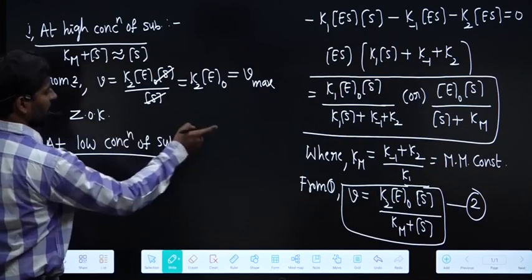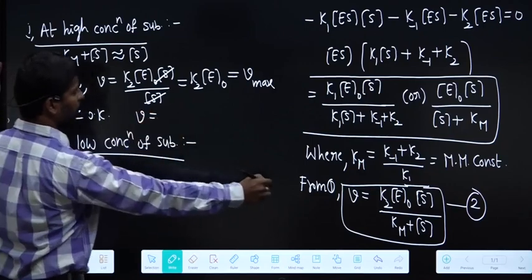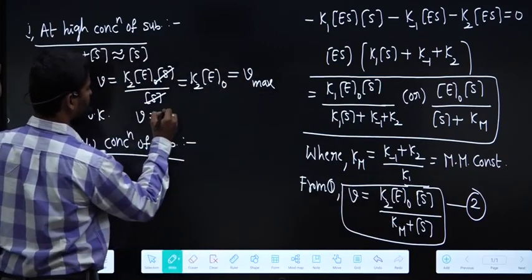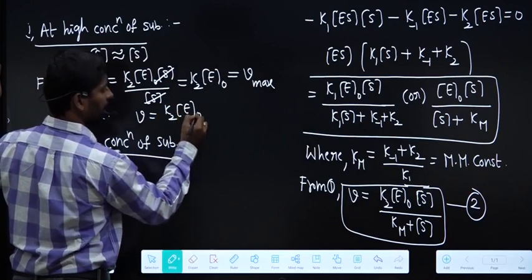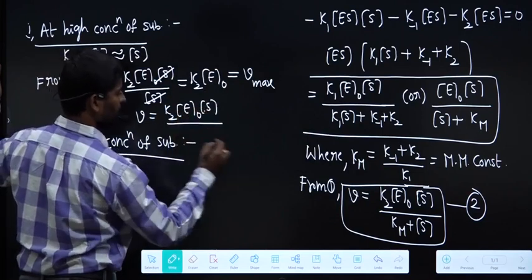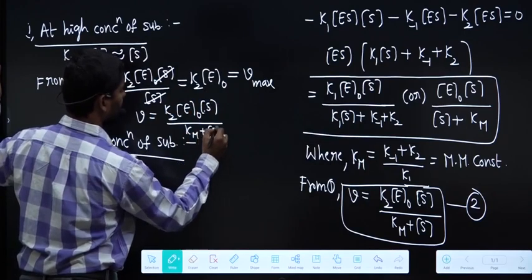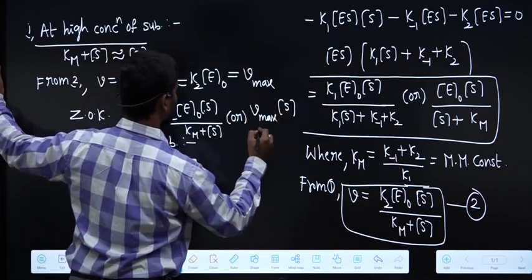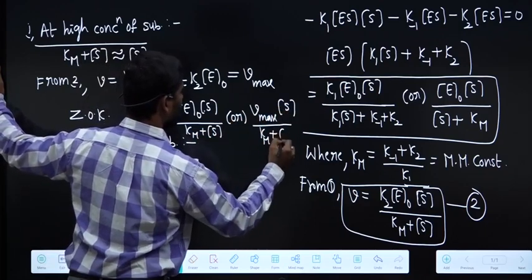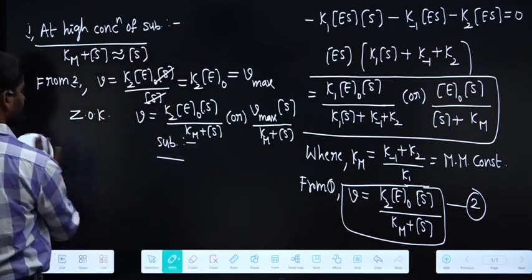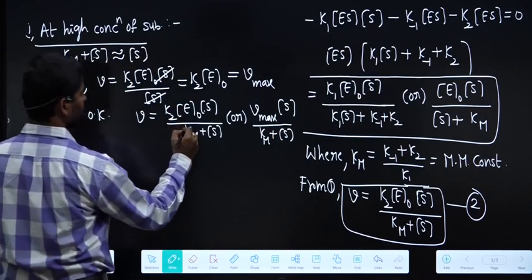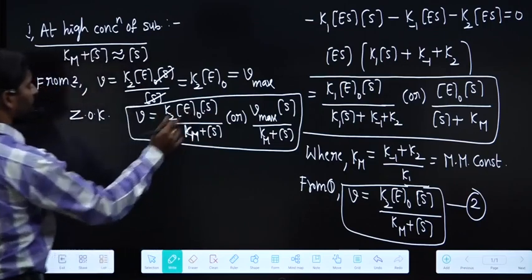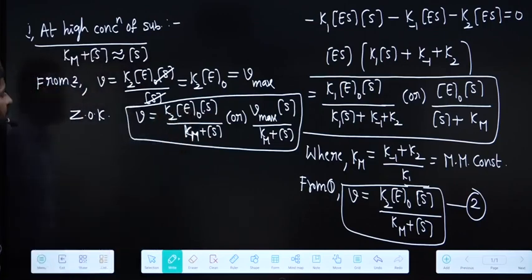Okay, so from this, the expression for rate we can also write as V is equal to K2 into E naught. We can write as what? V max. Okay, V is equal to, we have this one, K2 into E naught into S by Km plus S. This also we can write as V max into concentration of S by Km plus concentration of S. K2 into E naught we can write as V max.